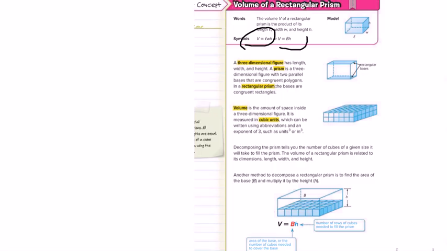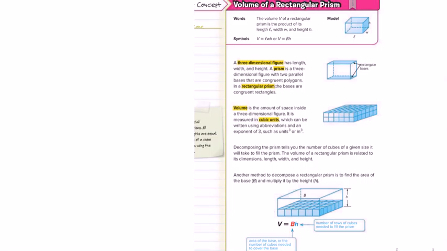Or it's written like this: V equals B times H, and notice that's a capital B, which is new from what we've seen. So that capital B actually means the area of the base, and we're going to look at that a little bit further down, but let's continue to read here.